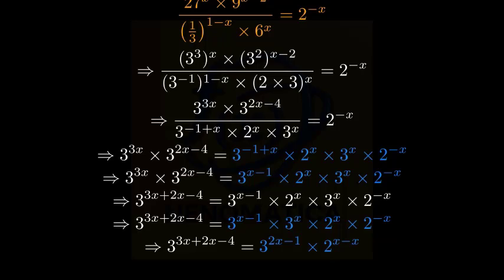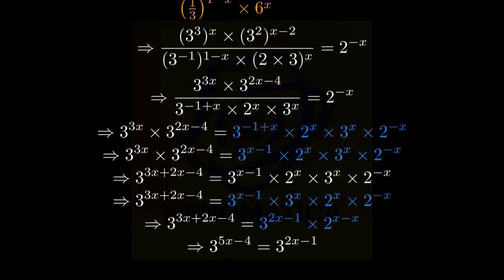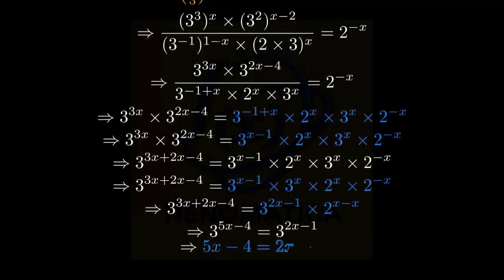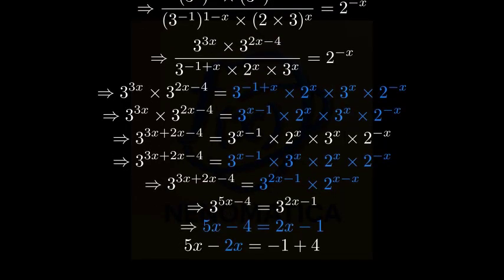Since 2 to the power of 0 equals 1, we can simplify our equation to 3 to the power of 5x minus 4 equals 3 to the power of 2x minus 1. When we have equal powers with the same base, the exponents must be equal. So we can say 5x minus 4 equals 2x minus 1. Now we can solve this linear equation. First, let's move all terms with x to the left side.